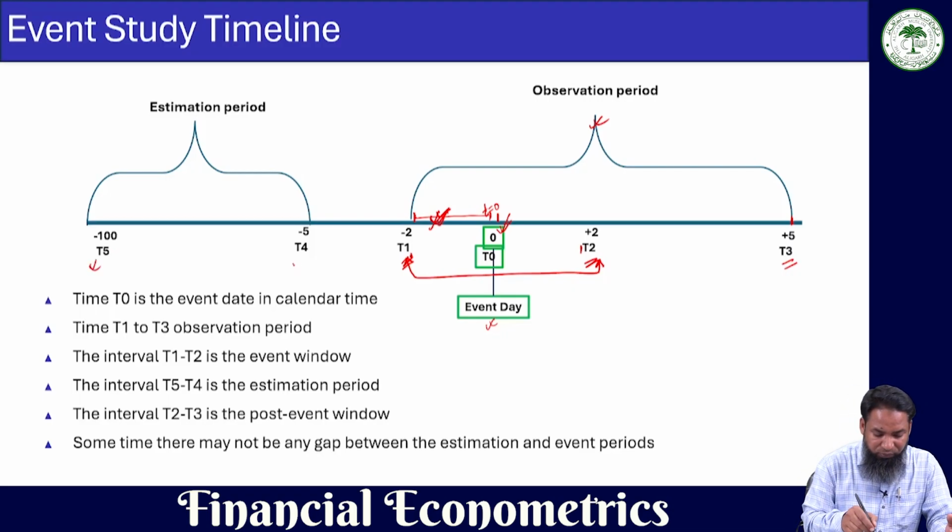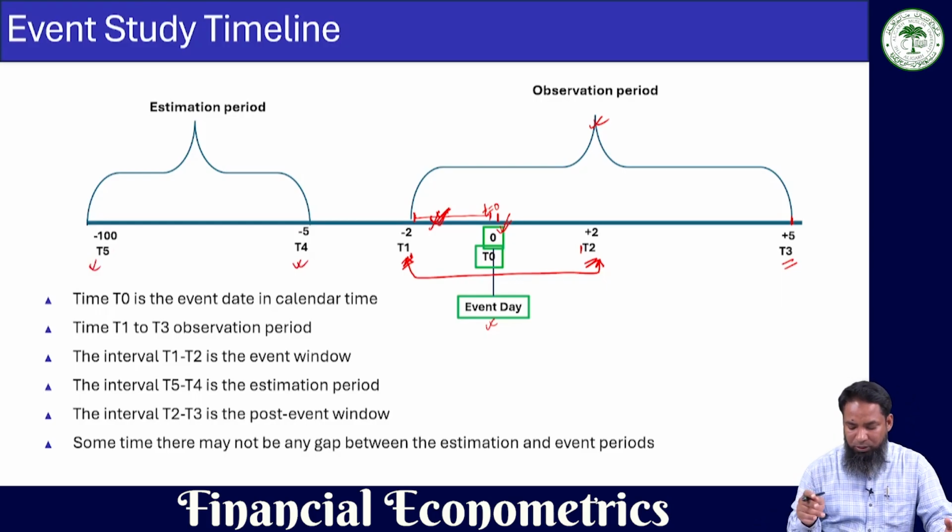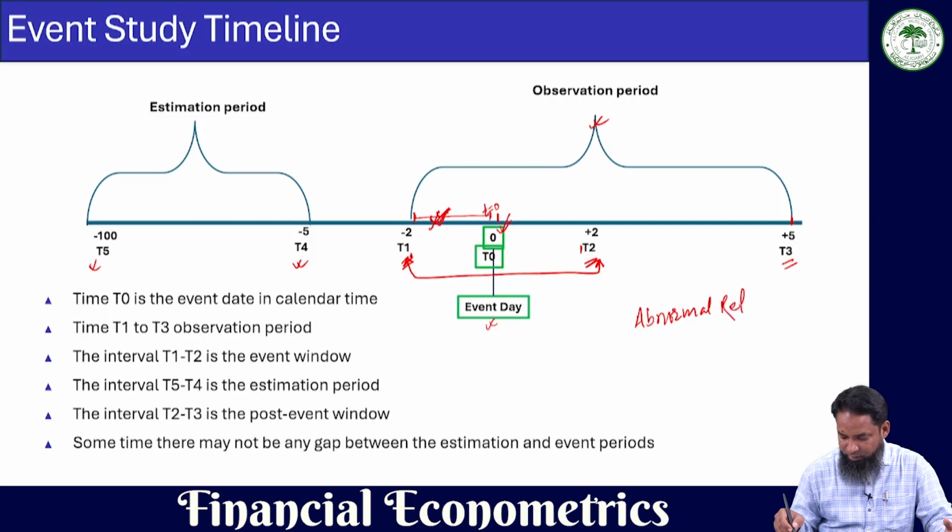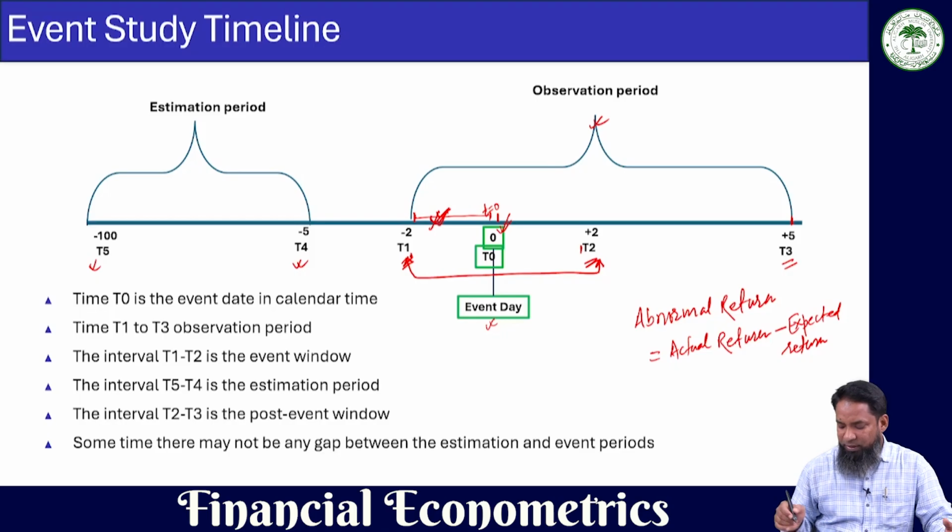Then T5 to T4 is known as the estimation period. You may recall that we have discussed the concept of abnormal return, which was the difference between the actual return and the expected return, which could be a long-term average return. So to find out the abnormality in this area, we have to have a yardstick, and from there we can measure whether there is a change in the dynamics of the prices, or a change in the return. To measure that, we have to have the yardstick, and to have the yardstick we have to have some kind of expected return.